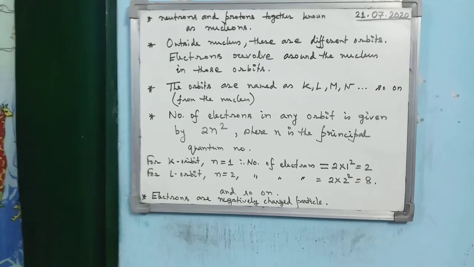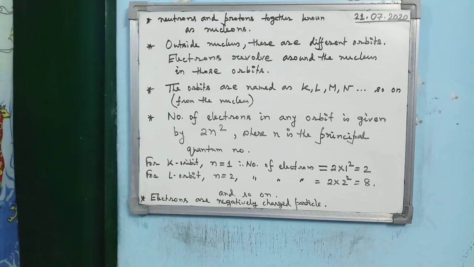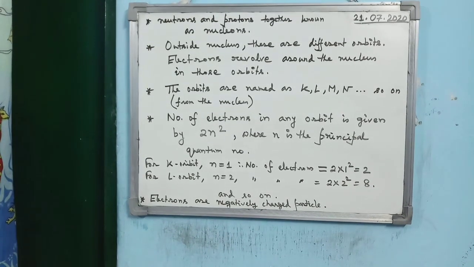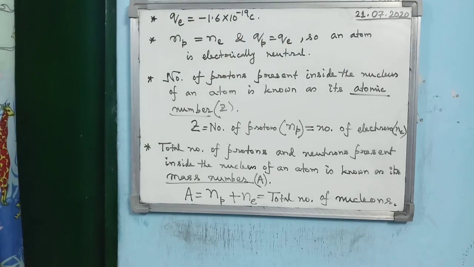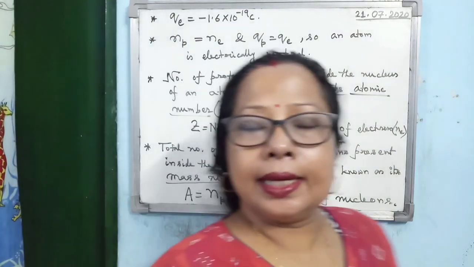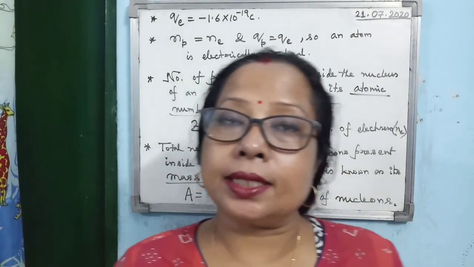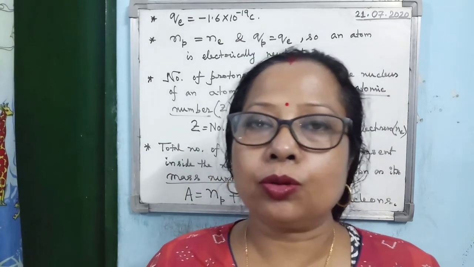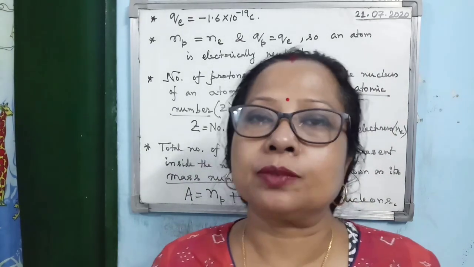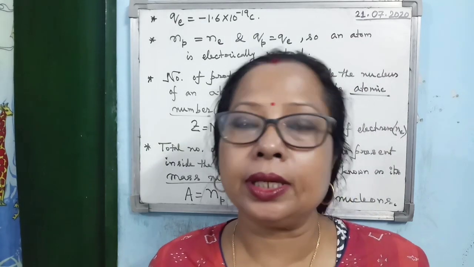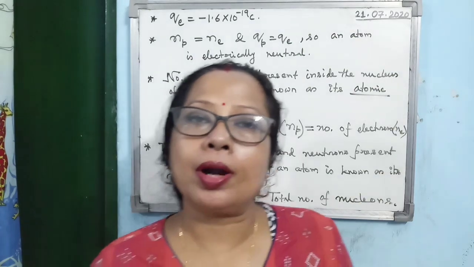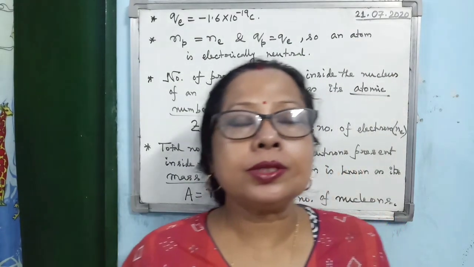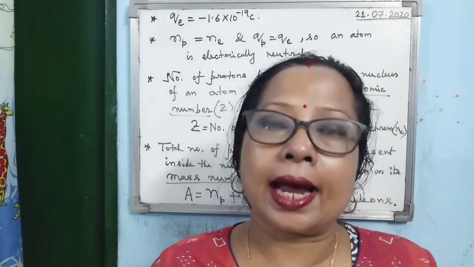So girls, whatever I have said, note it down point wise in your study material notebook. Now the charge of an electron present inside the atom is equal to 1.6 into 10 to the power minus 19 coulomb, and electrons are negatively charged particles, so we write it as QE is equal to minus 1.6 into 10 to the power minus 19 coulomb.